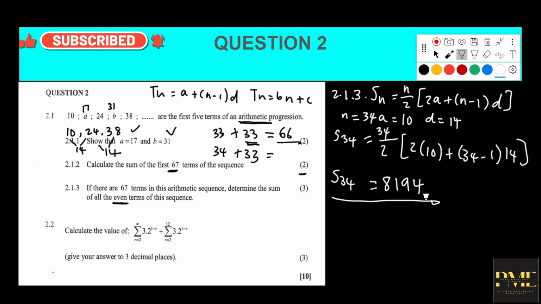So that's 2.1.3, okay. So now we are going to be moving on to 2.2.